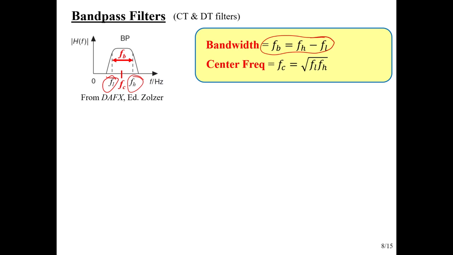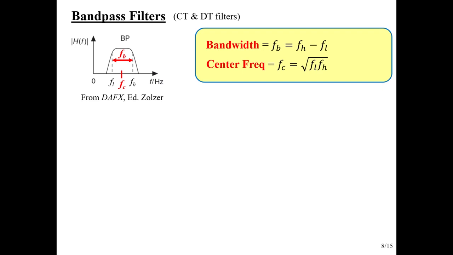So I'm using the notation from Zolzer's book. He uses F sub B, but sometimes people use B or BW. So notation is not consistent in any field of engineering. And then we have a center frequency.